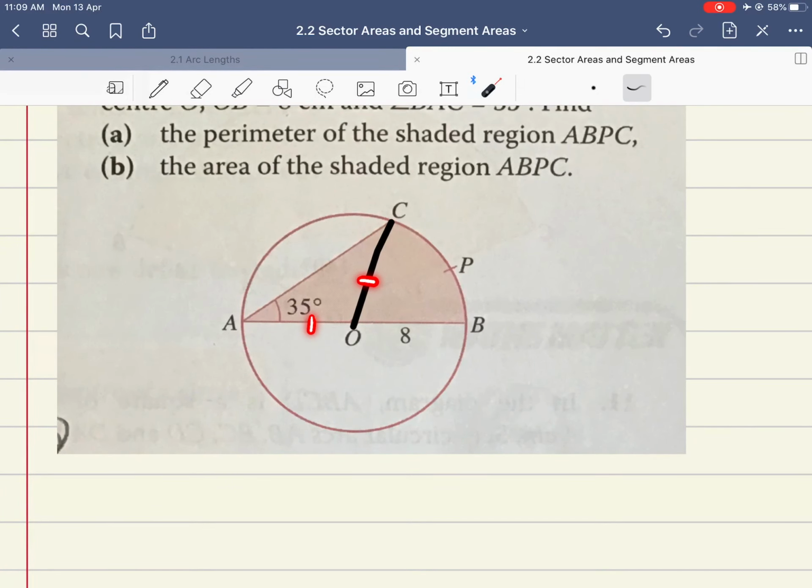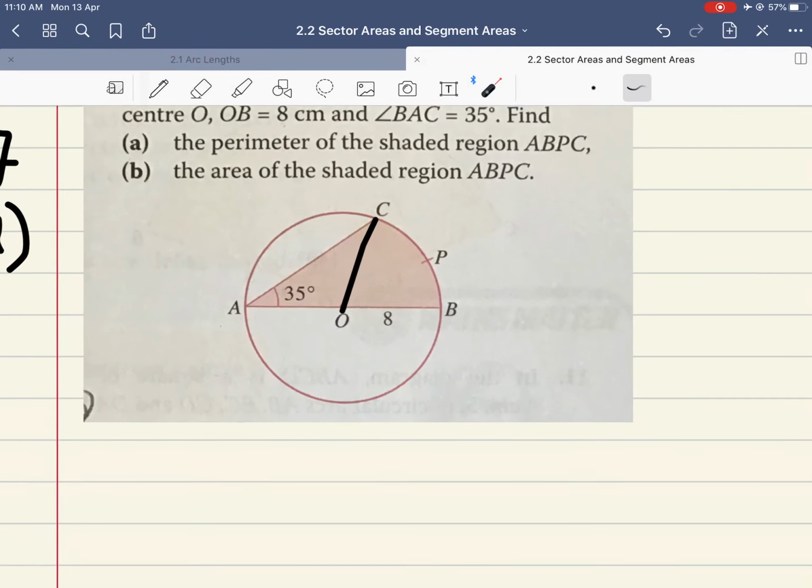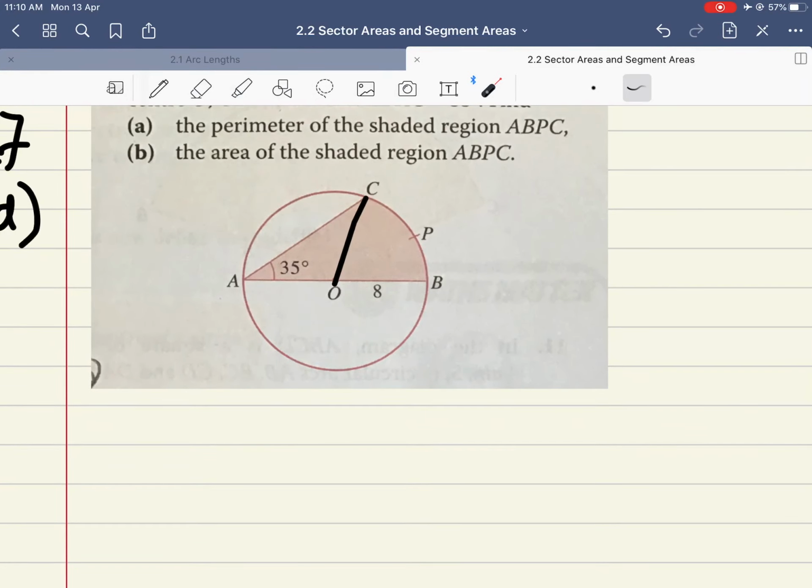First and foremost, AO and CO are both radius, so it is an isosceles triangle. There are actually two ways to do this. One way to find AC is to use the cosine rule. Another way is to drop a perpendicular down. You can find AM, and then you can find MC. Then you can add the two together to find AC. Alright, so I'll try to find AC using the cosine rule.